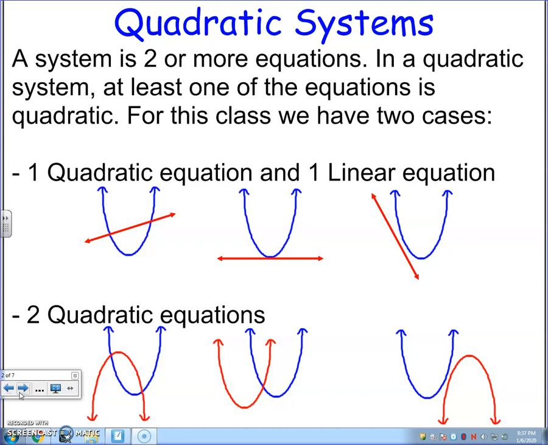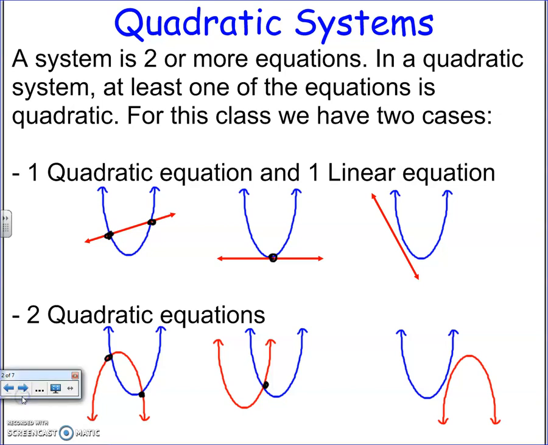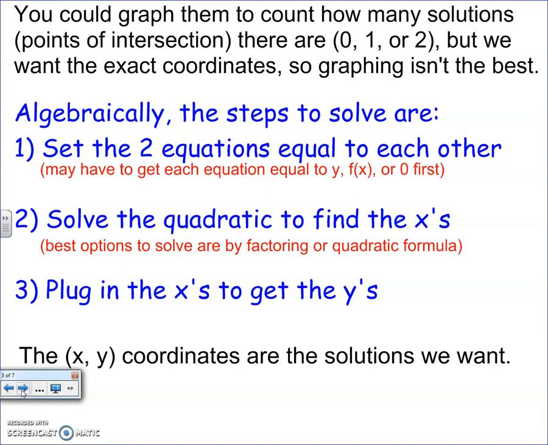Notice on the first one, there are two intersections, one right here, one right here. The second one has one intersection, the third one has no intersections. Down here, we have two intersections right there, one intersection right here, and the other one has no intersections. So you can graph them and count how many solutions or intersections there are, but we know it's going to be 0, 1, or 2. Also, we want the exact coordinates, so a graph isn't the greatest, it's just for sketching.